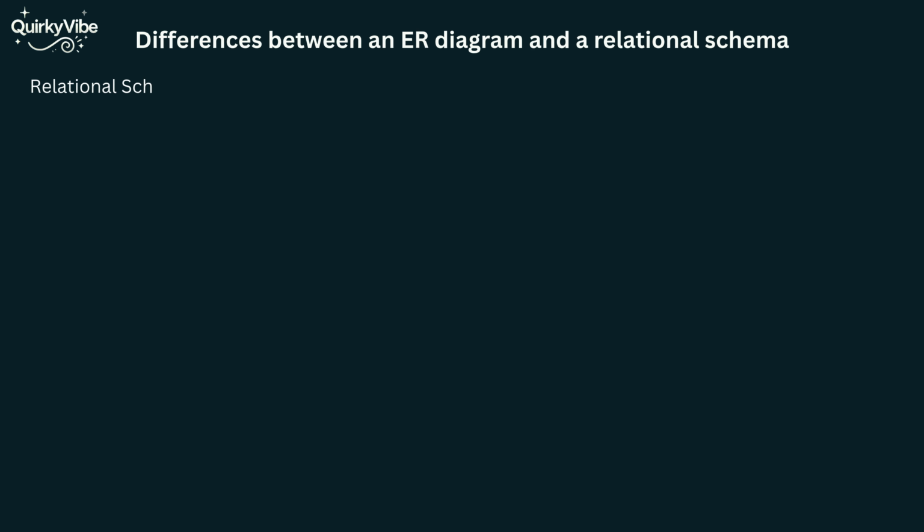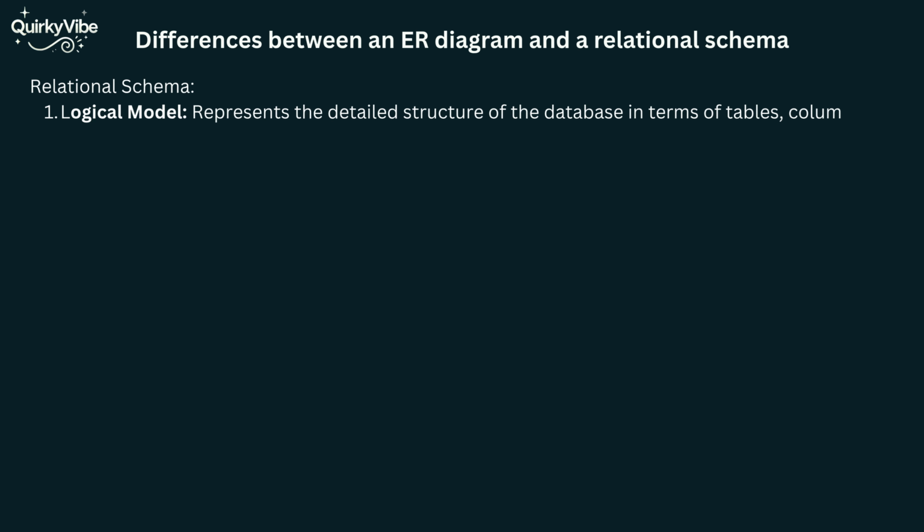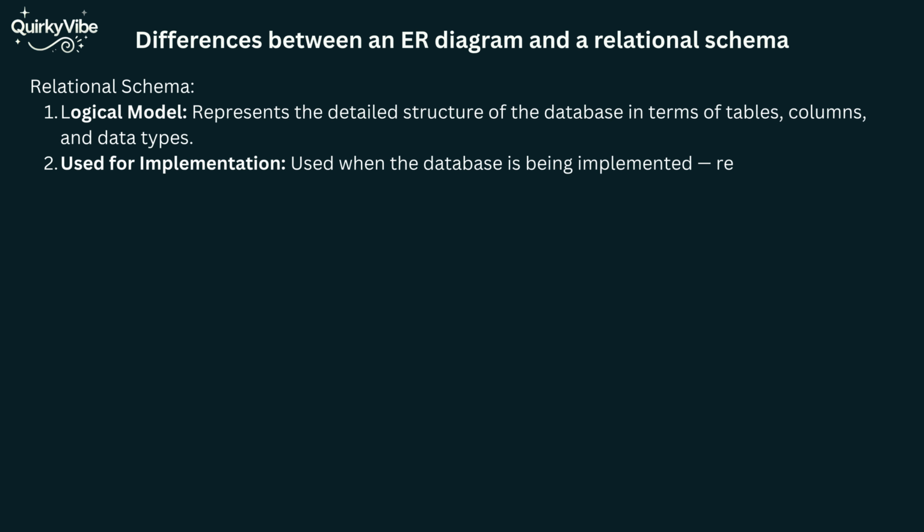Now, let's talk about the relational schema. A relational schema is a logical model. This means it focuses on the technical details, how data will actually be stored in tables. It's used when the database is ready to be implemented. You already know what data you need, now you are figuring out how to store it.